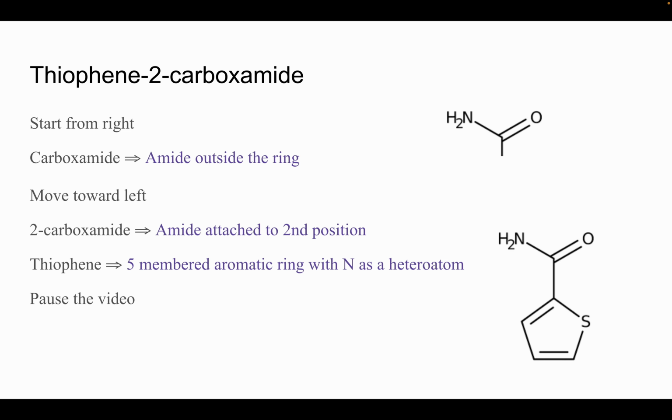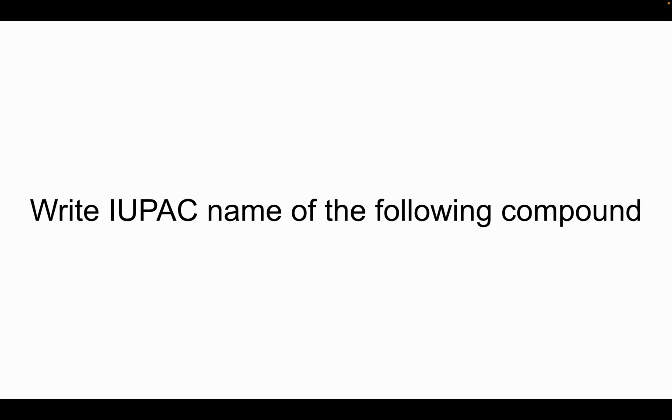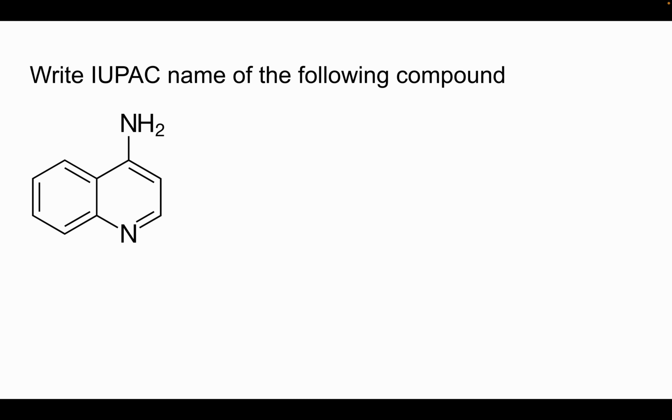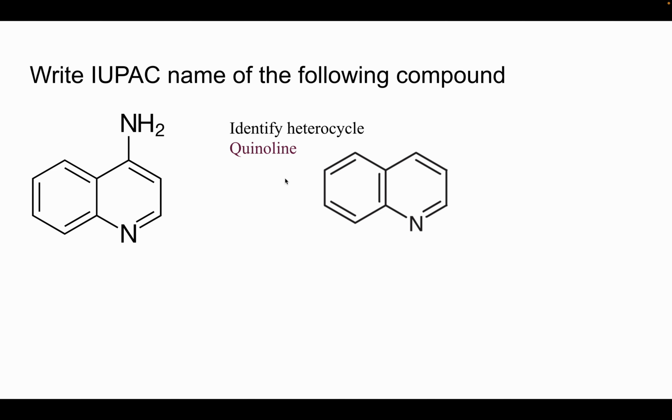So this is one type of question which can be asked. The second type of question is to write the IUPAC name of the following compound. Here it is the opposite way. The structure will be given to you and you have to write the IUPAC name of the compound. Here I have taken the example of this particular compound. The first step is to identify the heterocycle. The heterocycle over here is quinoline. So you write the name of the heterocycle.